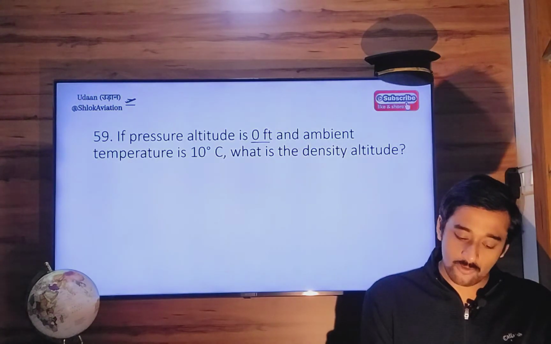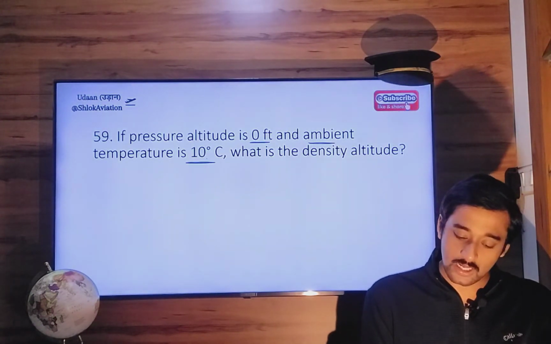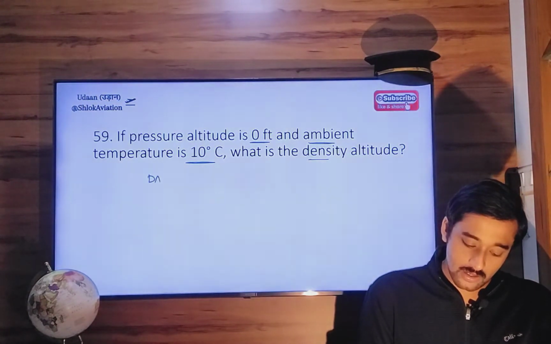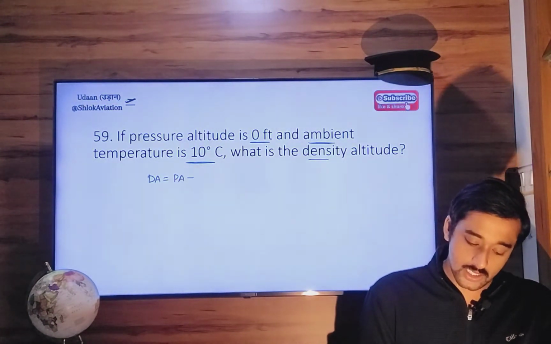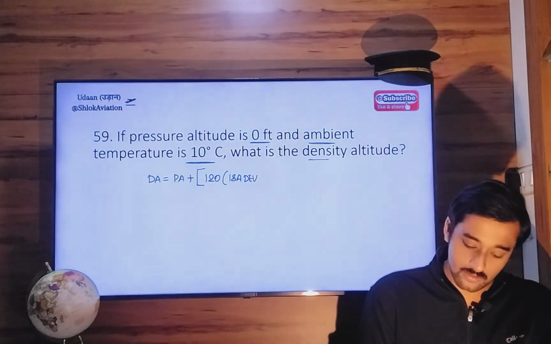So altitude is 0 feet, you are at sea level. Ambient temperature is 10. What is density altitude? So pressure altitude plus 120 into ISA deviation.